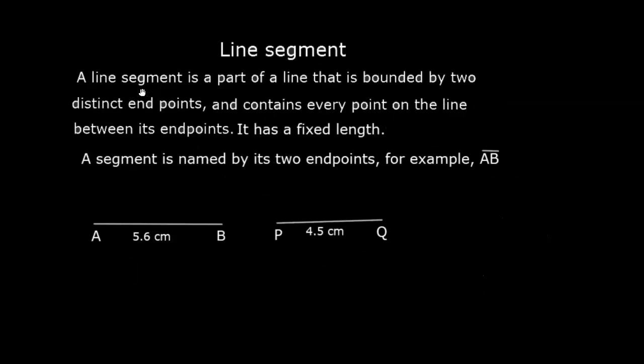Line segment. A line segment is a part of a line that is bounded by 2 distinct endpoints and contains every point on the line between its endpoints. Like here, a line segment is a part of a line that is bounded by 2 endpoints and it has a fixed length. This is line segment AB and it has a fixed length 5.6 cm. This is line segment PQ and its length is 4.5 cm. Like this. So, line segment is a part of a line and it has a fixed length.